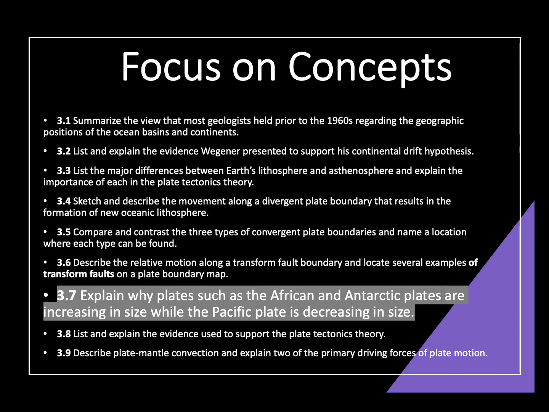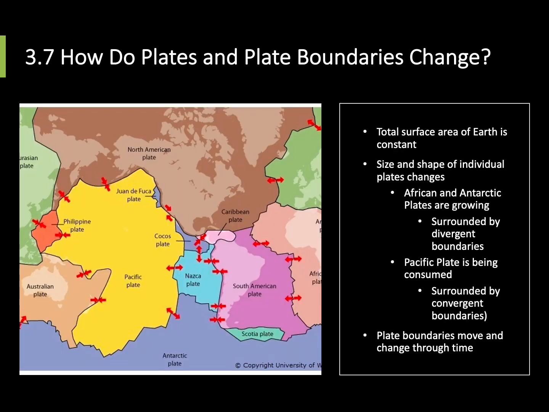Over time we see that each individual plate on our planet is changing size and shape. So in this video we're going to talk about why they're changing size. The entire surface of the Earth is constant. The Earth doesn't get bigger or smaller over time. So as we have plate tectonics occurring, if we have one plate that is getting larger in size, this means to compensate, another plate will inevitably have to get smaller in size.